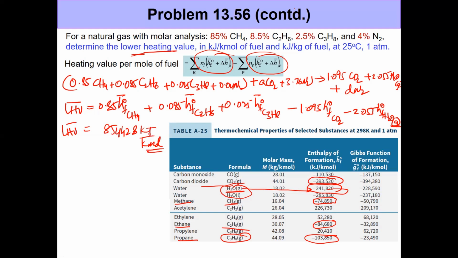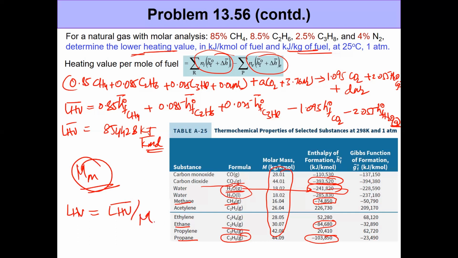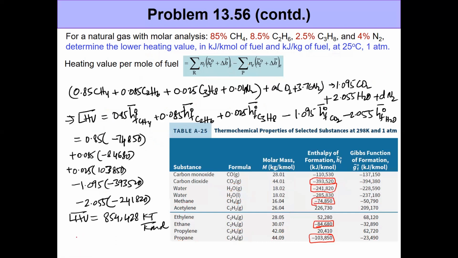Now the interesting part is you also need to calculate kilojoule per kilogram of fuel. And here you cannot simply go back and pick up the molar mass for a particular fuel, because we don't have a single component. We don't just have methane or butane. We have a mixture of gases. So we need to calculate the molar mass for the mixture, because to get the lower heating value in kilojoule per kilogram, we need to divide the lower heating value in kilojoule per kilomole by the molar mass of the mixture. So that's what we'll do next.